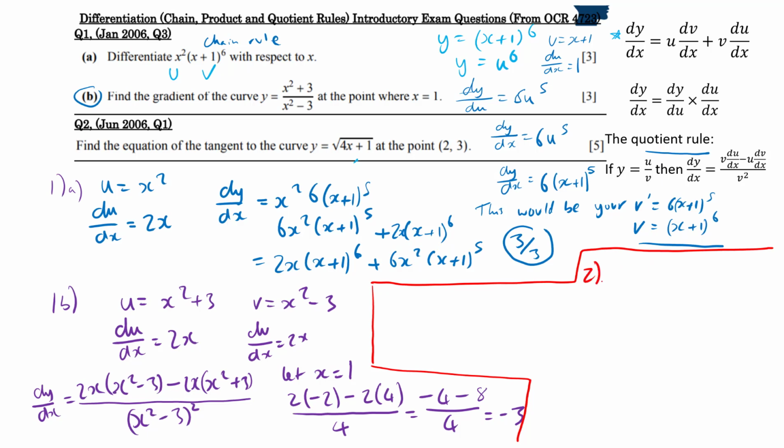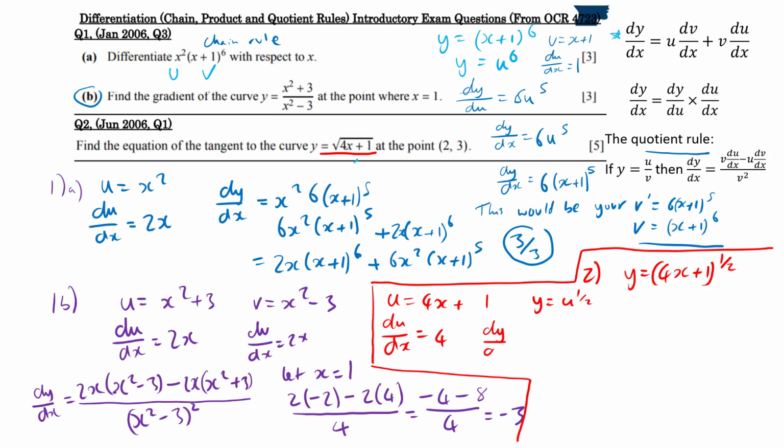How you would start question 2 is write that as y equals (4x plus 1) to the half. Because that will make that easier. So what I would do here is you should let u equal this. So I'm going to write this here. u equals 4x plus 1. And then y equals u to the half. du dx equals 4.